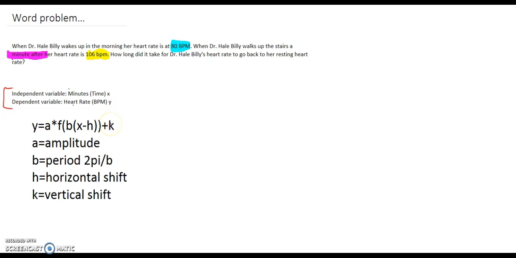is our y value. Our original equation is y equals a times f of b of x minus h close parentheses plus k. Our amplitude for this equation is a. B is our period for this equation, and the equation for period is 2 pi over b. Our horizontal shift is h, and our vertical shift is k.